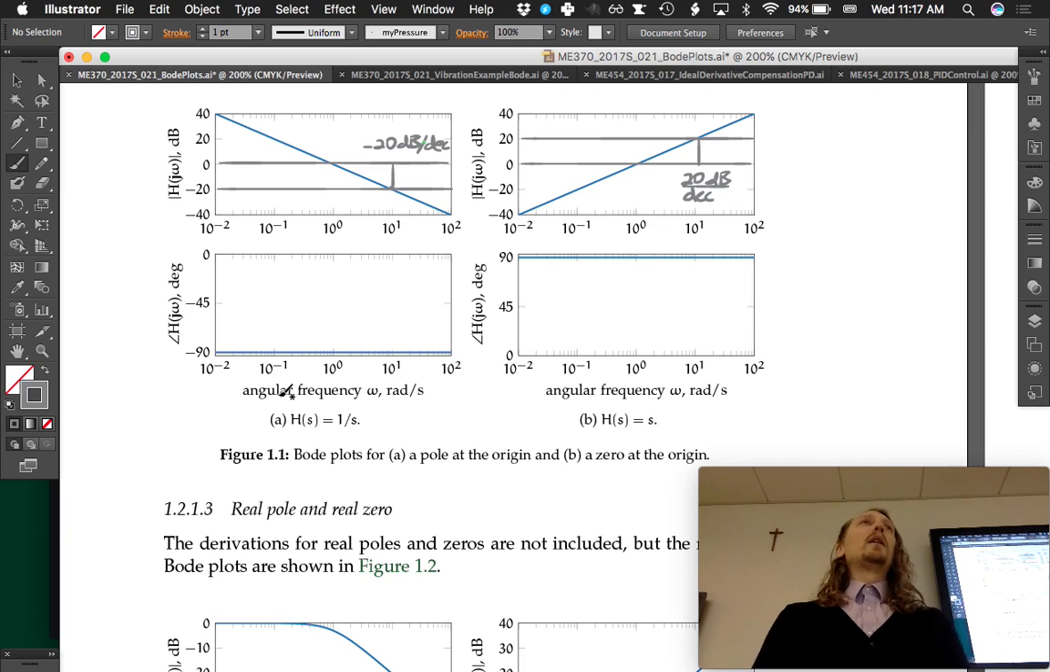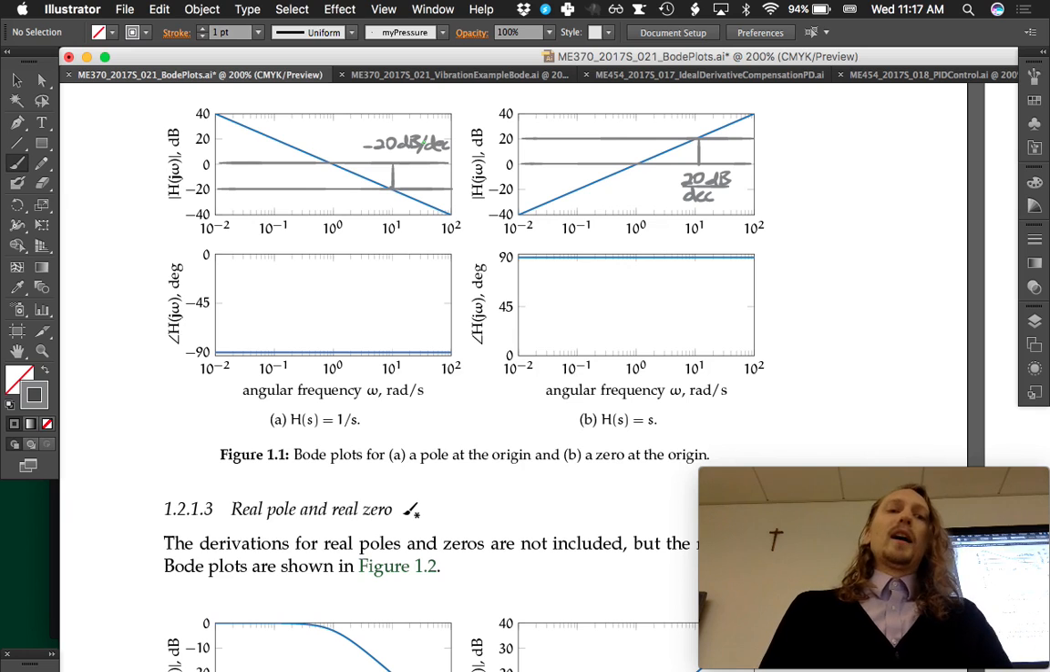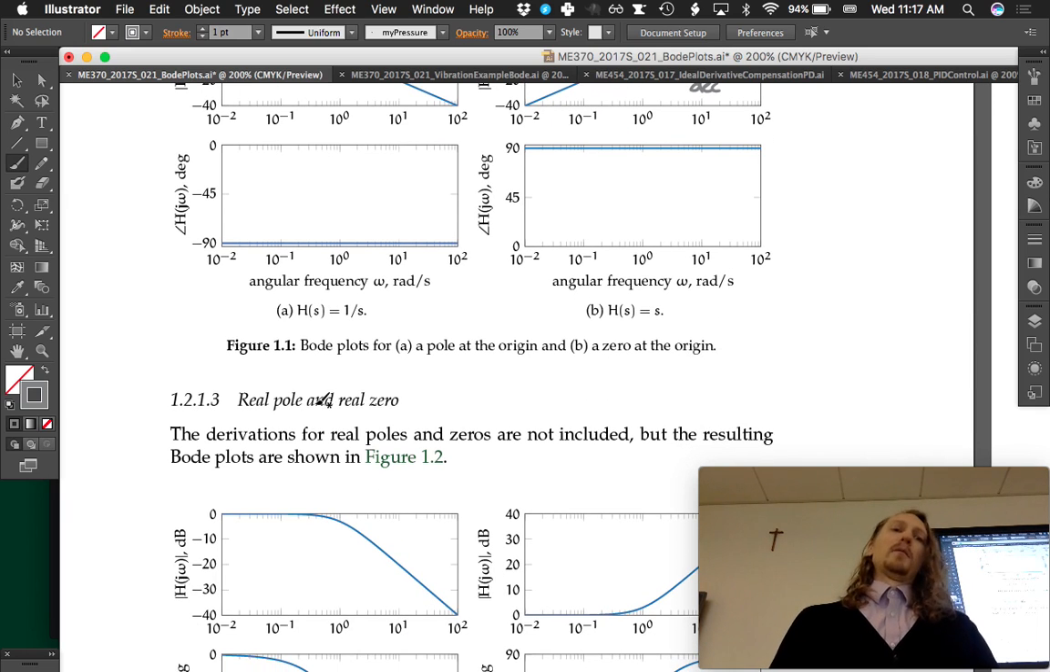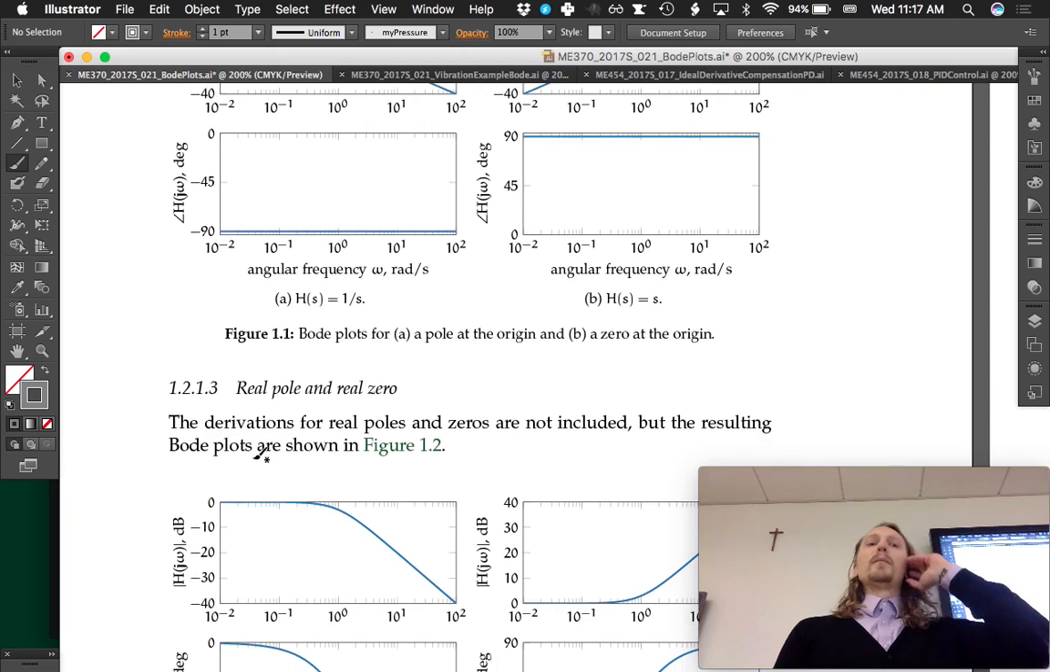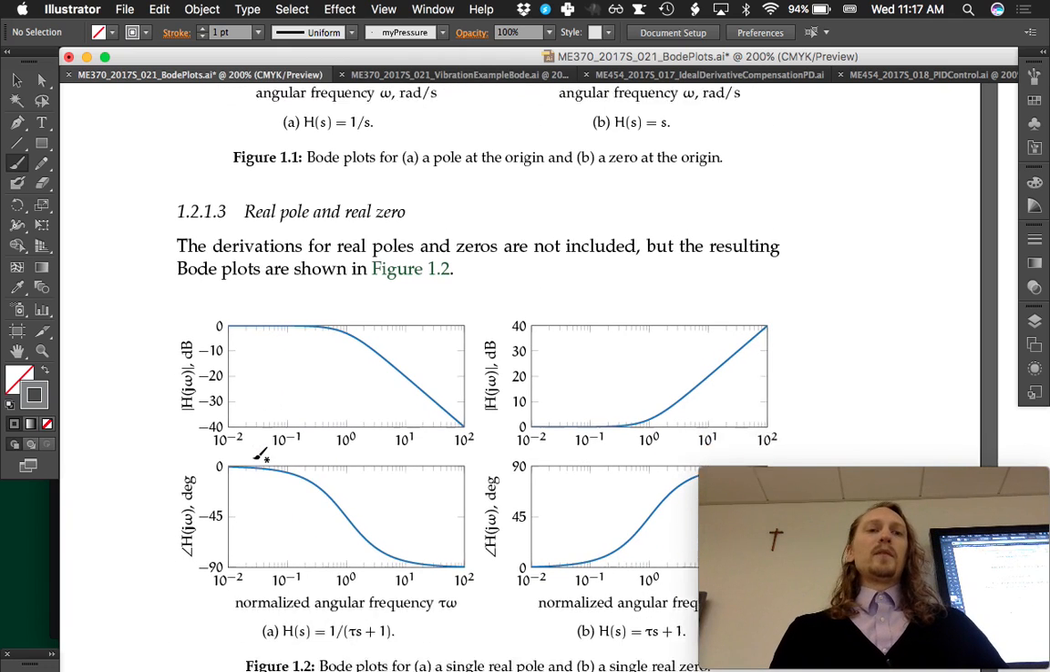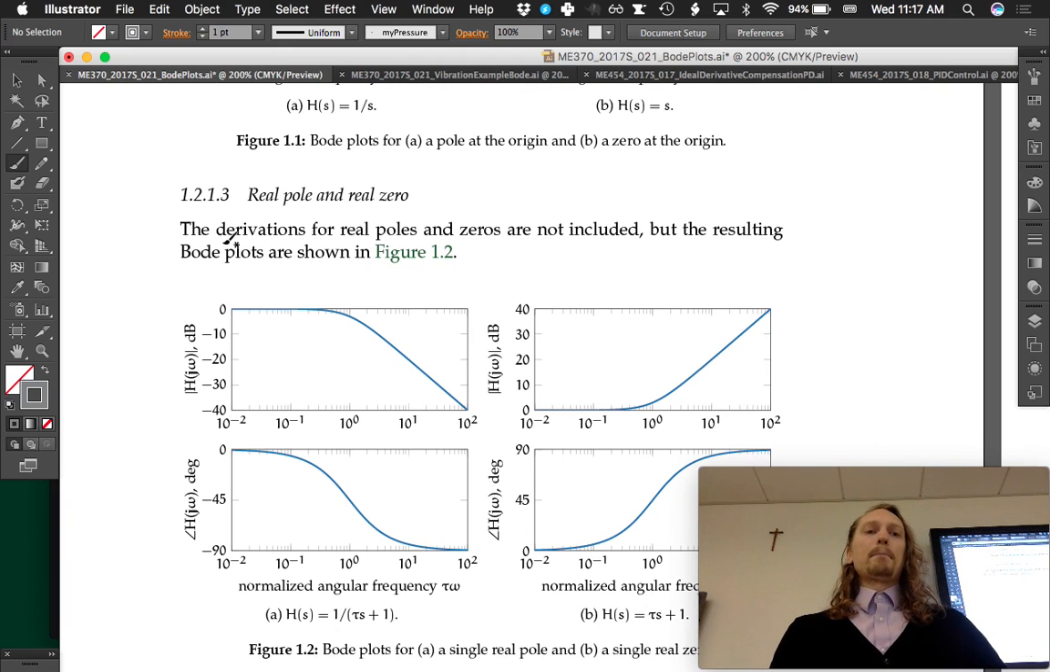And then we're going to consider 2 more classes, first order classes and second order classes, okay? First order real poles and real zeros, and then we're going to consider second order conjugate pole pairs, okay? So those are the ones we'll consider still. The derivations for real poles and zeros are not included, but here are the results.